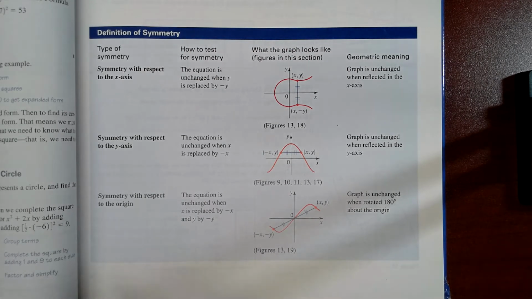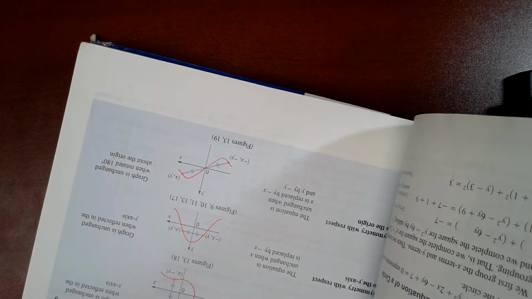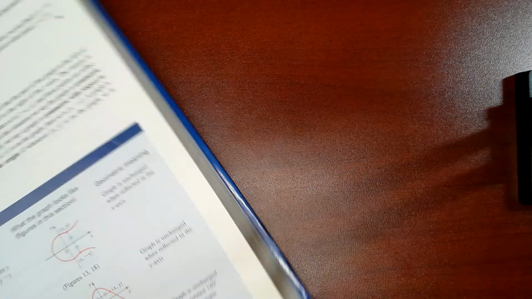And then the third type is symmetric with respect to the origin, and that's when we put in negative x and negative y, and if we get the same thing that we started with, then we have symmetry with respect to the origin. The graph looks like, if we turned it upside down, it was the same thing that we started with. And so that's how we look at symmetry.